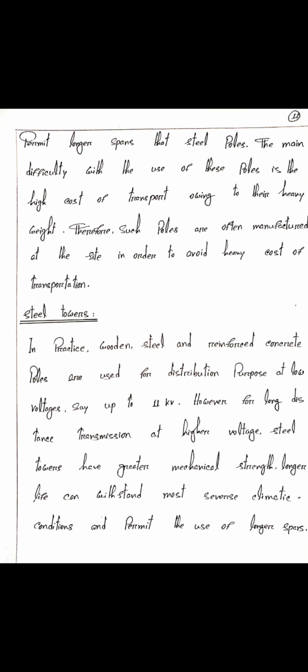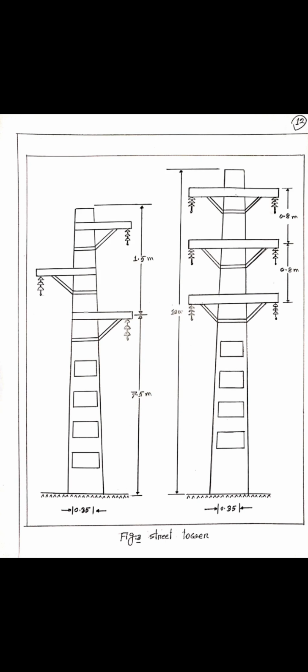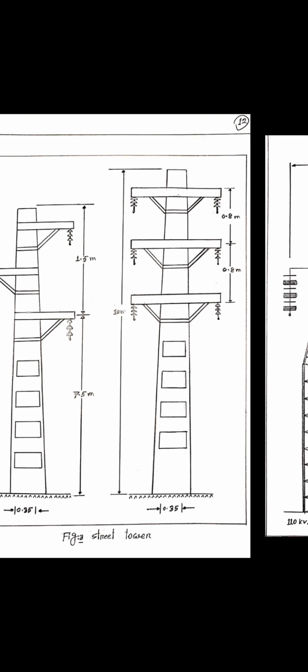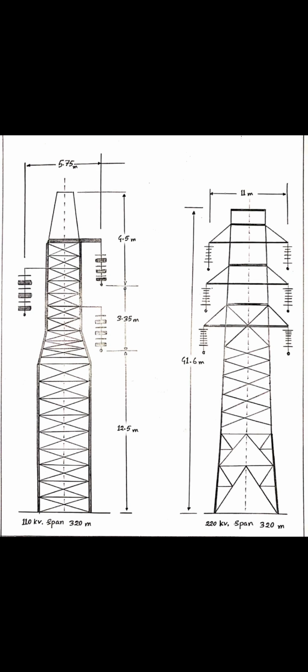Steel towers. Steel towers are used in place of wooden and steel poles. Here is the steel tower structure. Here is the 110 kV span, 320 meters, and the 220 kV span, 320 meters.